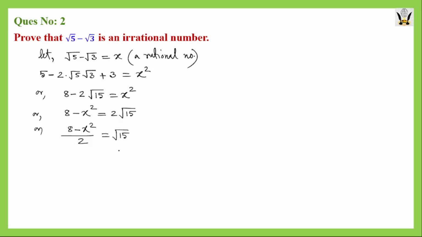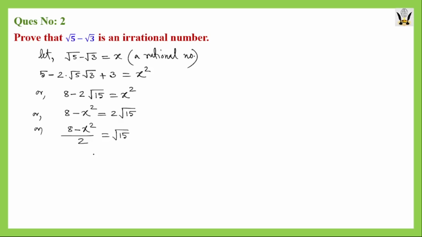But if we look at the right side, on the other side, then we have root 15, and that we obtained by multiplying root 5 and root 3. Root 5 and root 3 are individually irrational numbers, and when we multiply them and get root 15, that is also an irrational number.